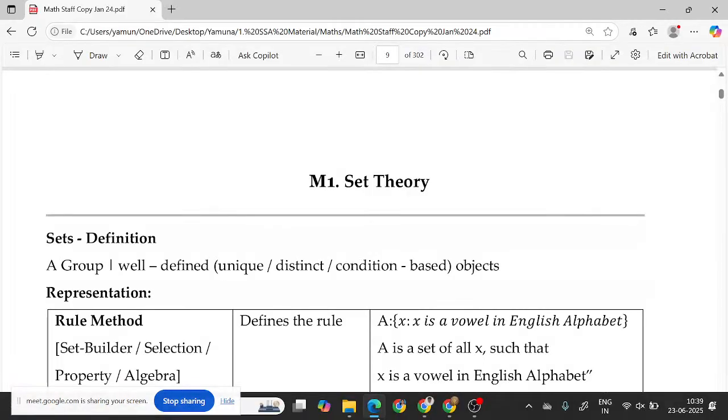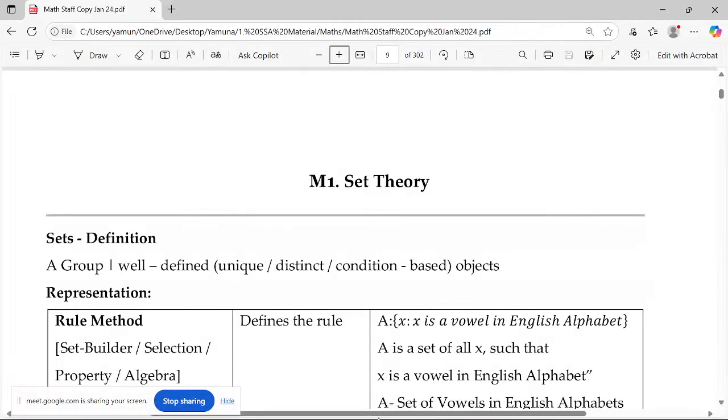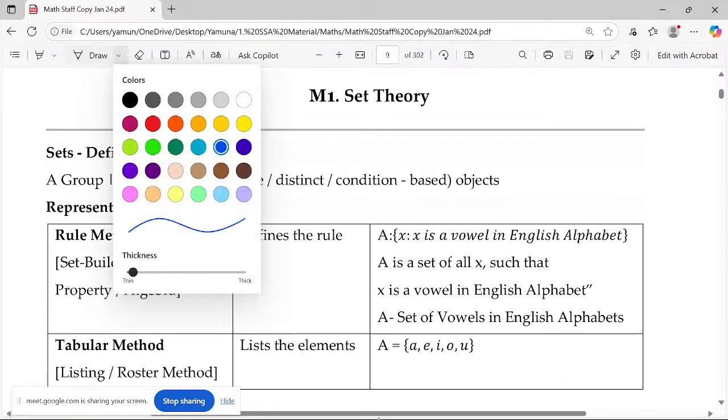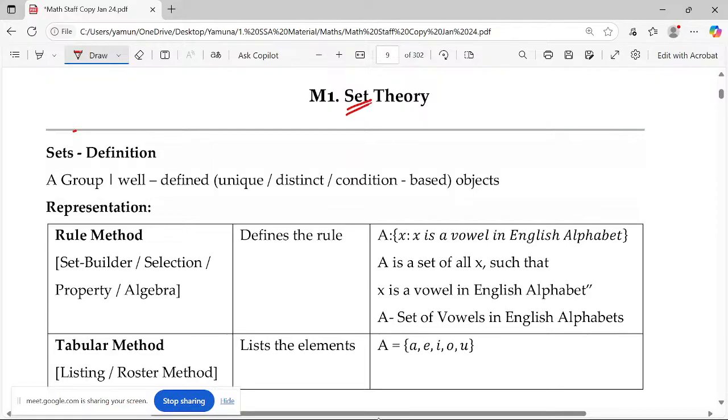The very first topic is set theory, or you will have the heading as Sets in your chapter material. Sets, Functions, and Relations for CA Foundation and Set Theory for CMA Foundation. We'll go for the definition.